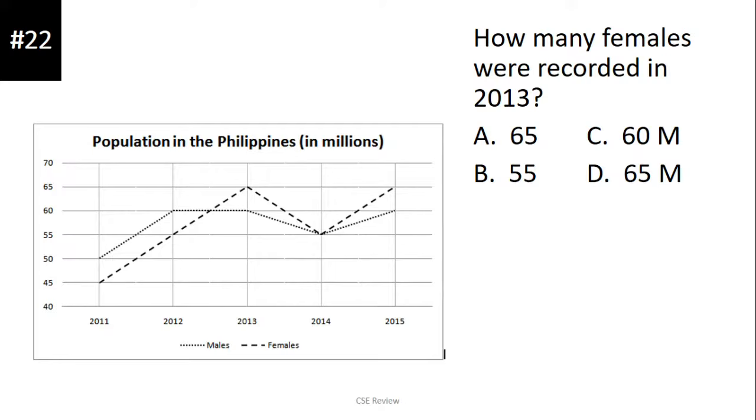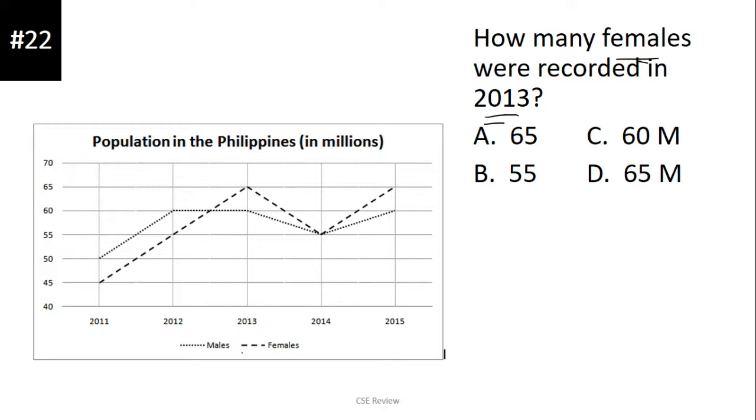Now, when it comes to graph, again, the key here is itatapat mo na yung mga certain information. I already made a discussion on line graphs. You can click up here to watch my series on graphs para makita ninyo yung iba-ibang klaseng graph. Dito tayo sa number 22, sabi how many females were recorded in 2013. Okay? Ang sabi, ang population daw to ng Philippines in millions. So, bawat isa dyan, it's not actually 45 as in 45 people. It's 45 million people. Hinahanap yung females sa 2013.